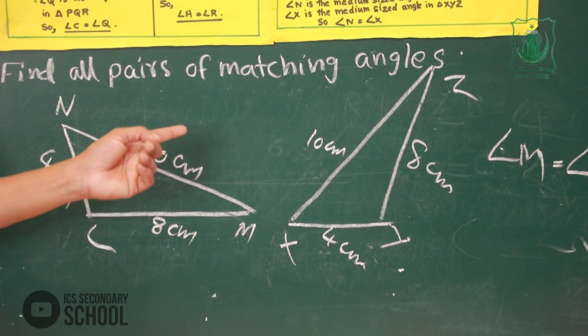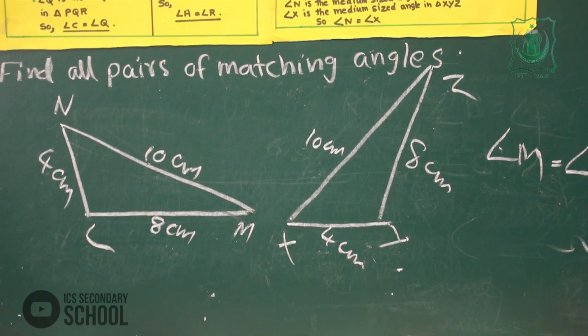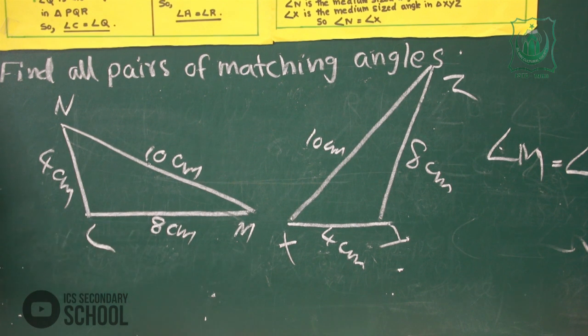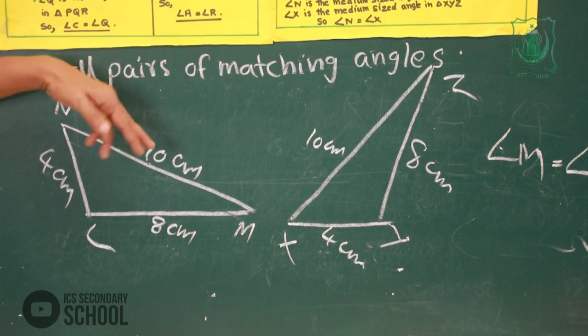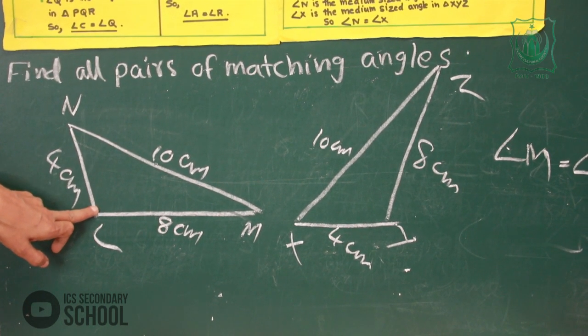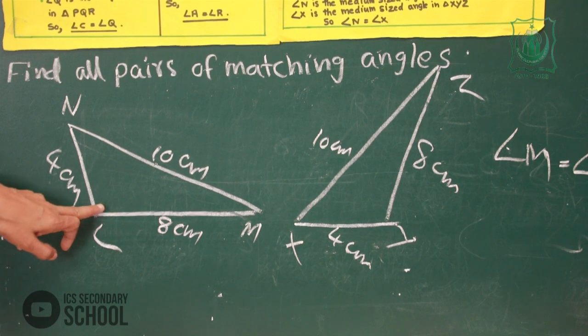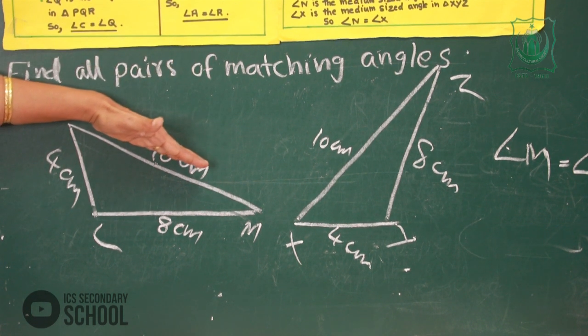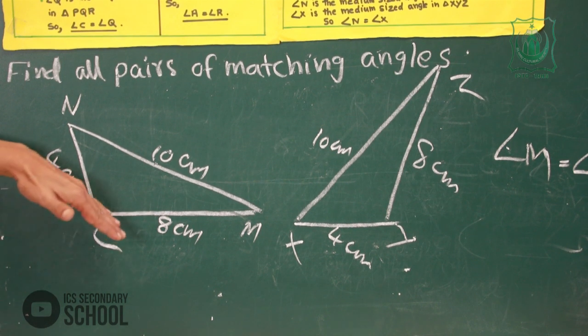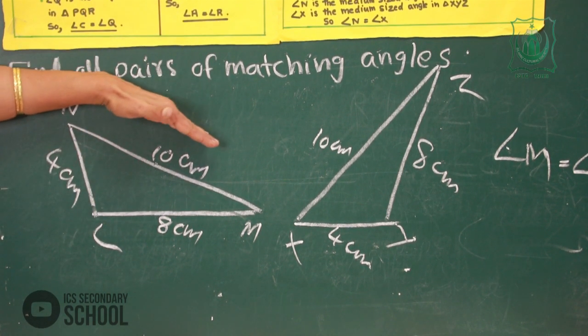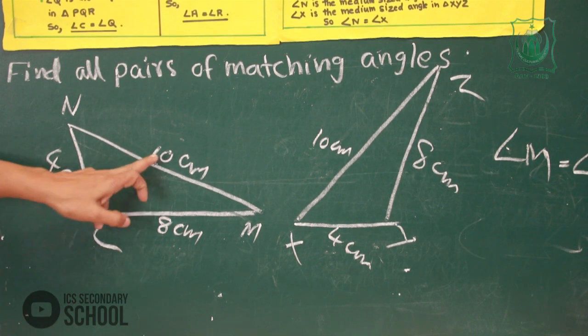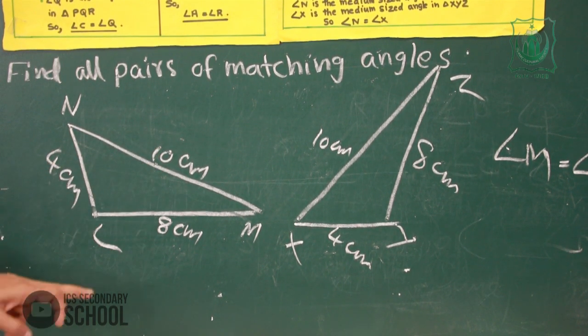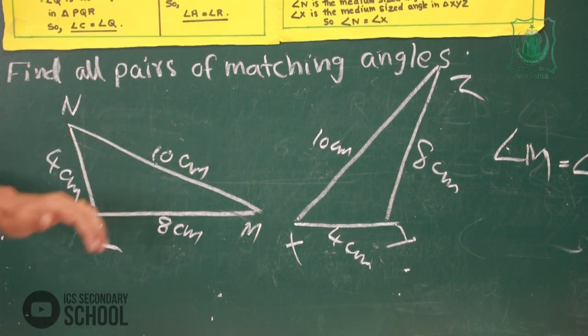Next, which is the largest angle in triangle LMN? Angle L is the largest angle in triangle LMN. This angle is opposite this side NM. This is the largest side of this triangle.